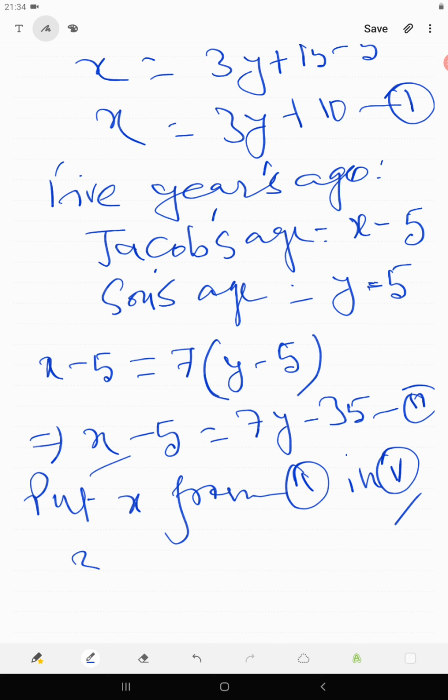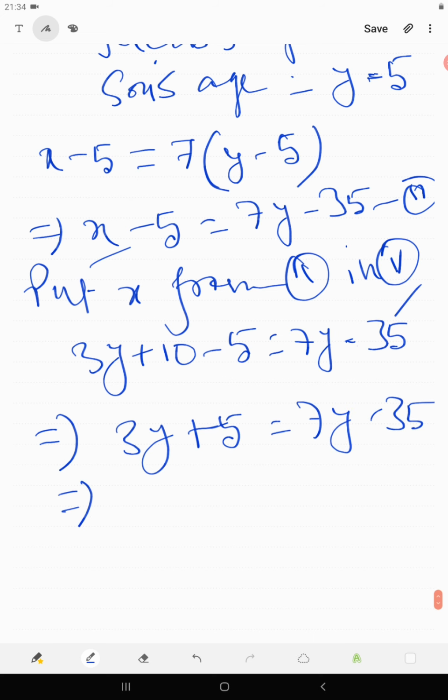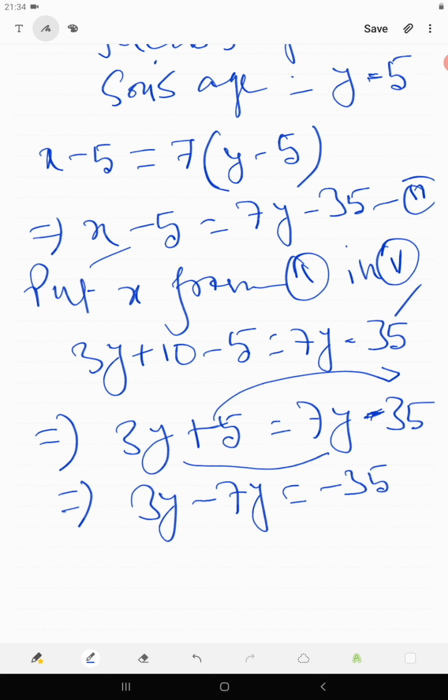So what will we get? 3y plus 10 minus 5 equals 7y minus 35. Okay. So 3y plus 5 equals 7y minus 35. Now y should be on one side. So 7y will come to the left and that will become minus. So minus 7y equals minus 35 as it is, because I am not changing the side. But plus 5 I need to take to the right hand side. So plus 5 will become minus 5. So minus 35 minus 5.